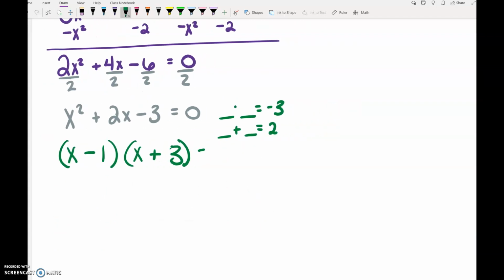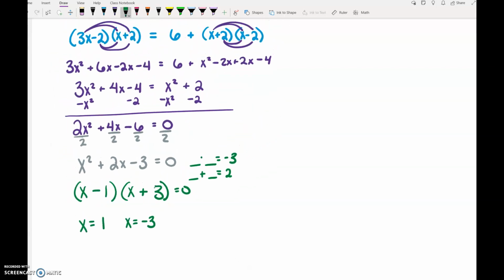Why are you moving around on me? So our solutions are 1 and negative 3. Positive 1 and negative 3 are our solutions.